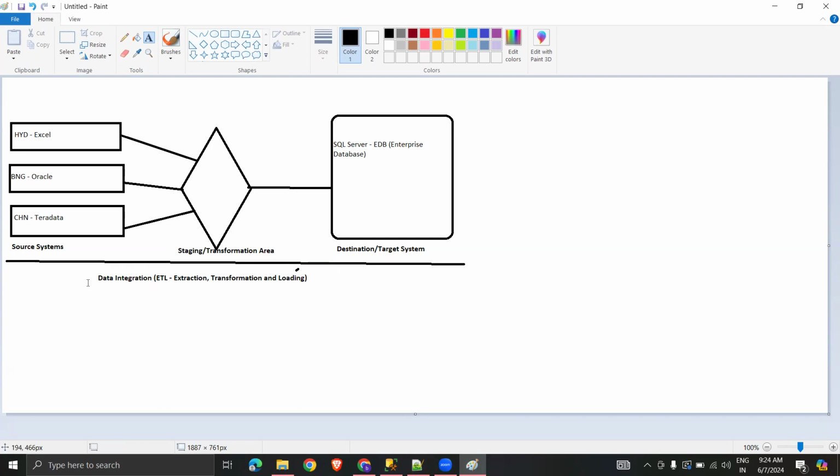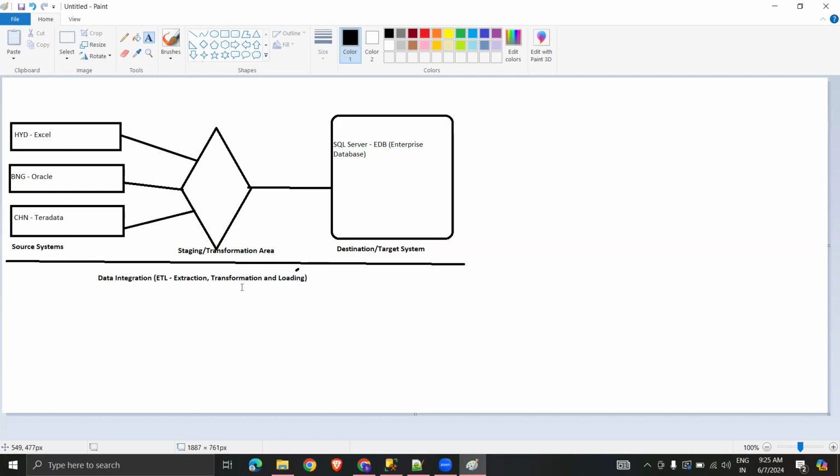Now see, what is this one then? Data integration. Can someone tell me what you mean by integration, friends? Combining, merging. What do you want to merge? Data. So combining the data coming from more than one, different data sources into one destination system is nothing but data integration. Are you clear?